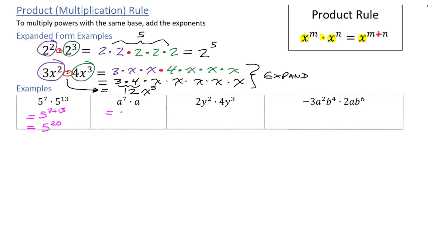All right, we got a to the 7 times, if we don't see something up there, it's really a to the 1. So this is a to the 7 plus 1 in the exponents, so we have 8 a's, right? And again, why is that? Think about it. There's 7 a's here multiplying each other, 1, 2, 3, 4, 5, 6, 7, times 1 more a. Well, altogether, there's 8 of them, right? All right. Moving on.